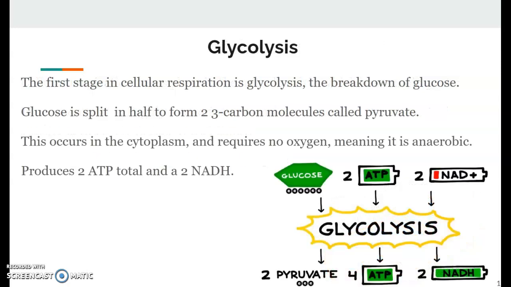The first step of cellular respiration is glycolysis. Glycolysis is the breakdown of glucose. Glucose is split in half to form two 3-carbon molecules known as pyruvate. This occurs in the cytoplasm, and this doesn't require oxygen. So this process itself is anaerobic, right? It produces 2 ATP and 2 NADH, right? And remember, these are both molecules in which we store energy.